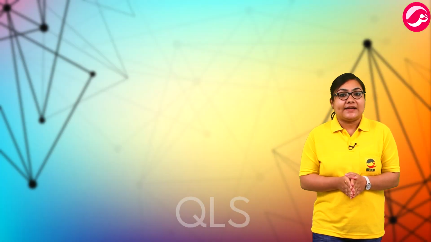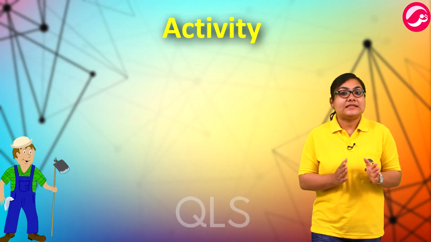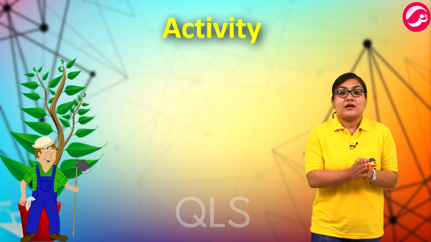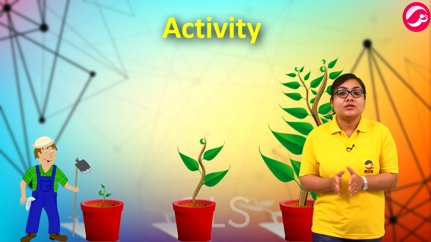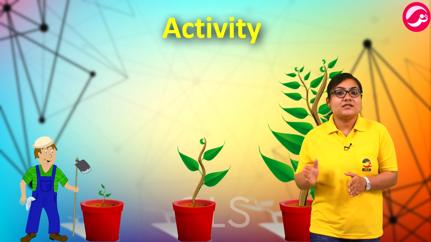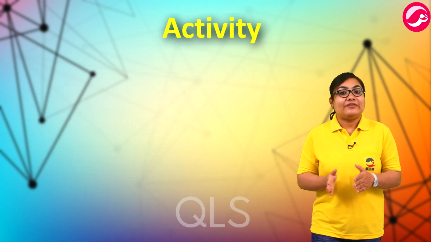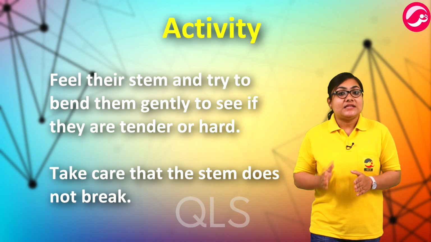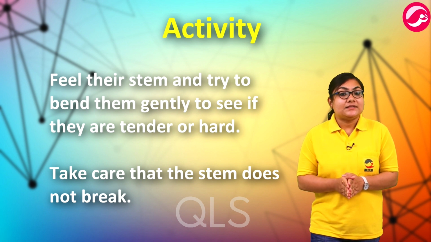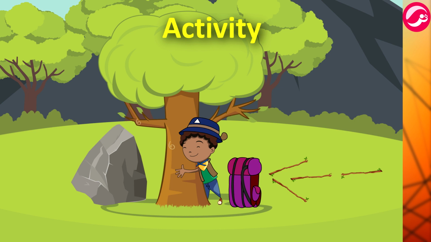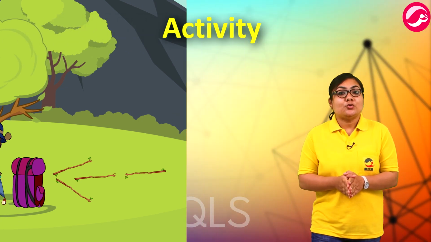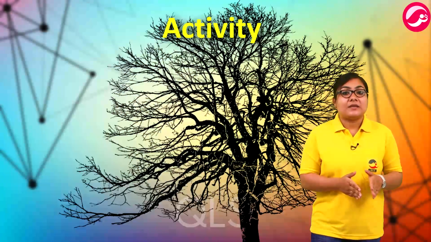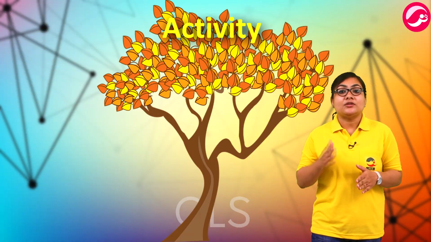Now let's perform an activity. Look closely at the stem and branches of, first, plants much smaller than you, second, plants that are about your size, and third, plants which are much taller than you. Feel their stem and try to bend them gently to see if they are tender or hard. Take care that the stem does not break. Try to hug the tall plants to see how thick their stems are. Also notice from where the branches grow in some plants, close to the ground or higher up on the stem.